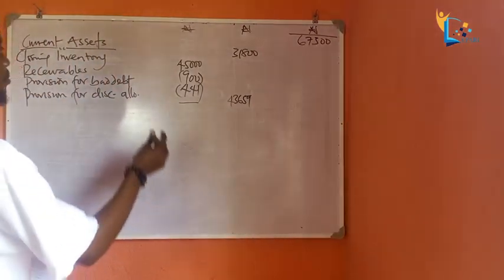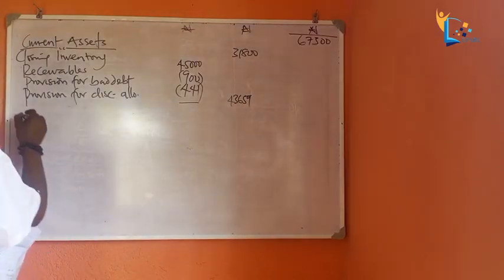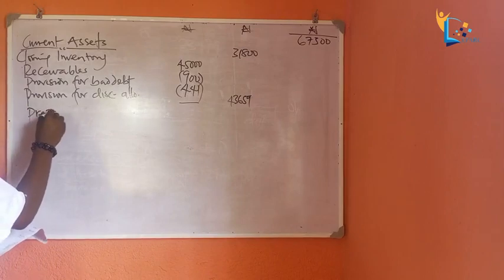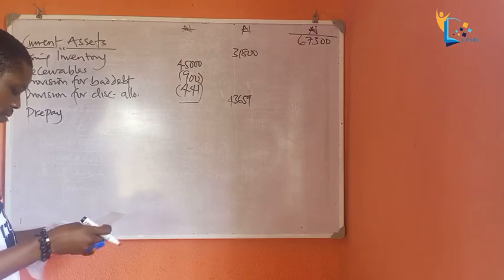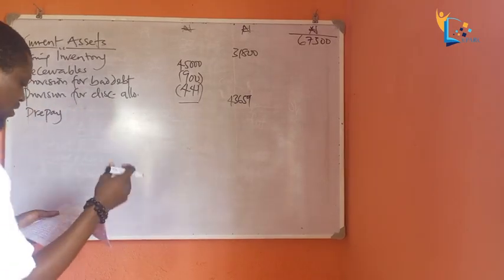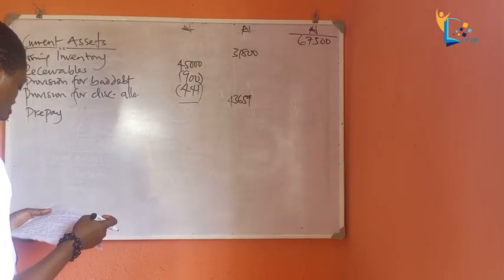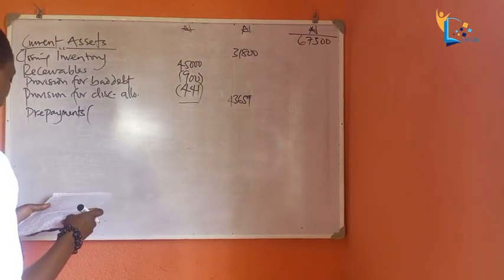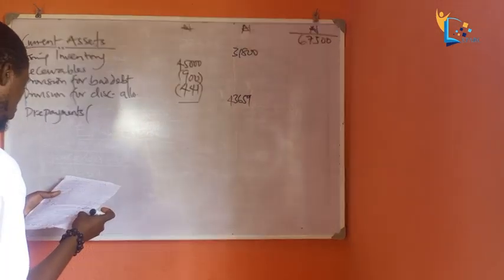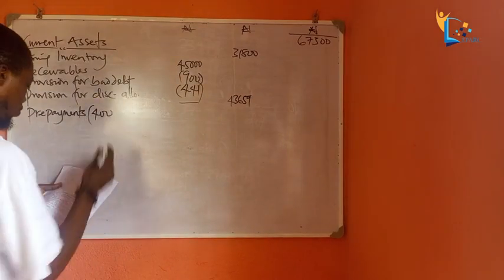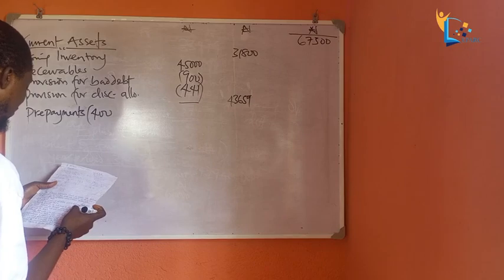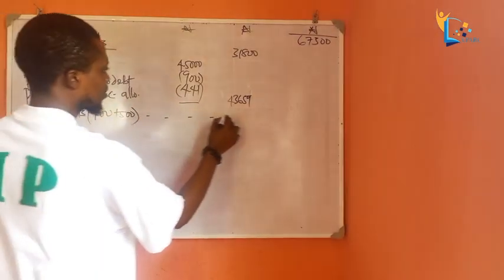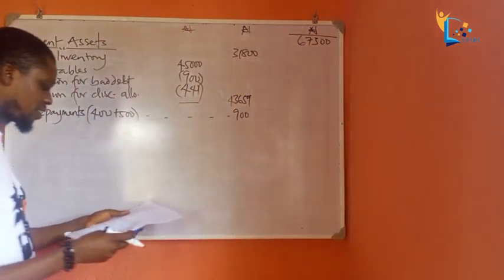So we have current assets. We still have prepayments. Prepayments, prepaid expenses, they are current assets. So we have two of them here. From the additional information, we have 400 for insurance, then 500 for general expenses. Please don't forget, prepaid expenses are current assets.